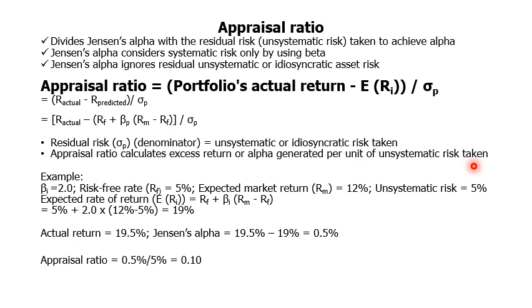Suppose the equity portfolio has a beta of 2.0, a risk-free rate of 5%, an expected market return of 12%, and the unsystematic risk is 5%. The expected rate of return ER is equal to RF plus beta into (RM minus RF), which is 5% plus 2 into (12% minus 5%), which is 19%. If the actual return is 19.5%, Jensen's alpha is 0.5% and the appraisal ratio is 0.5%, which is the Jensen's alpha, divided by 5%, which is the unsystematic risk taken.